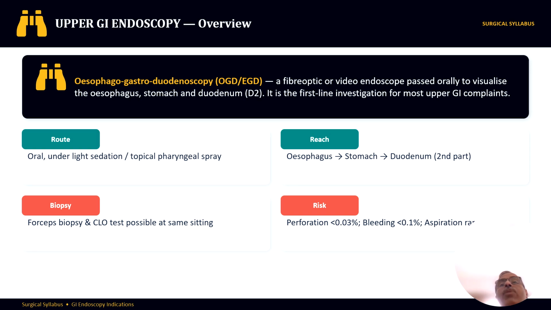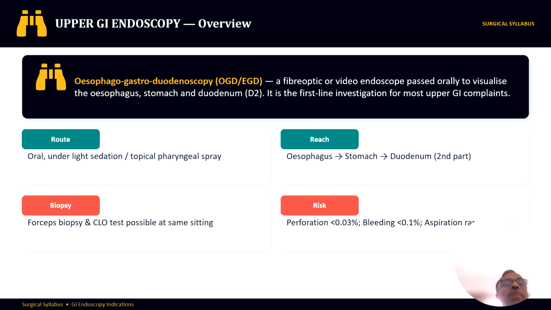Now, upper GI endoscopy, just a brief overview before we go on to the indications. Also known as esophagogastroduodenoscopy or OGDS, it's a fiber optic or a video endoscope passed orally to visualize the esophagus, the stomach, and the duodenum up to the second part. It is the first line of investigation for most upper GI complaints. The route is always oral, under very light sedation or a topical pharyngeal spray. Reach is from the esophagus, stomach, and up to the second part of the duodenum.